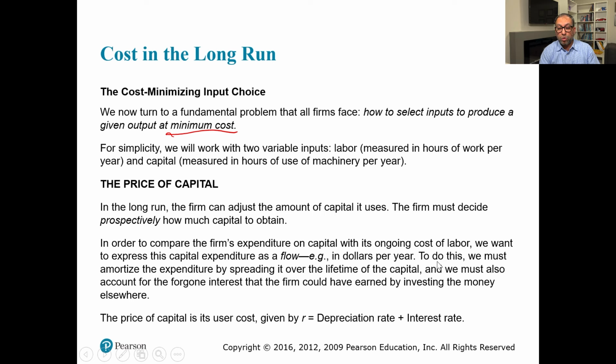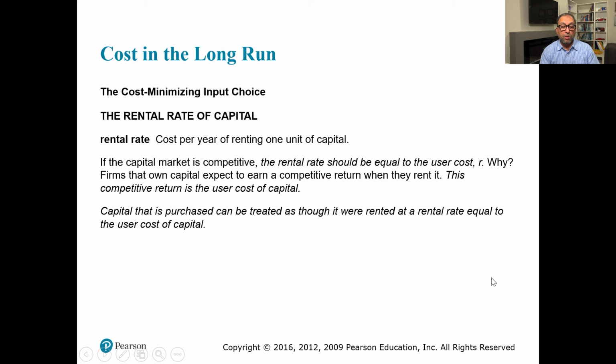To do this, we must amortize the expenditure by spreading it over the life of the capital, and we must also account for the foregone interest that the firm could have earned by investing the money elsewhere. So the price of capital is its user cost, given by R, and R is the sum of depreciation plus interest foregone.